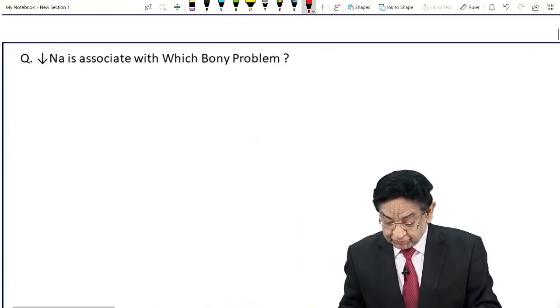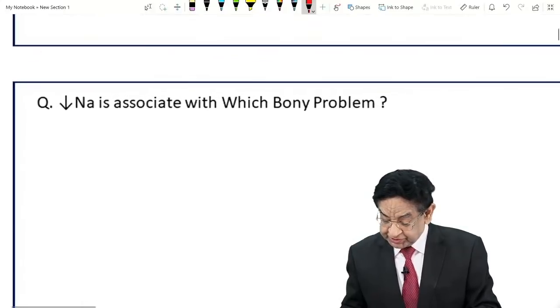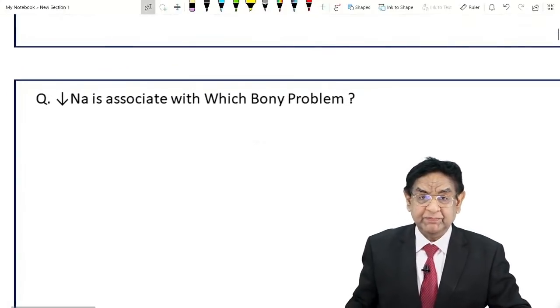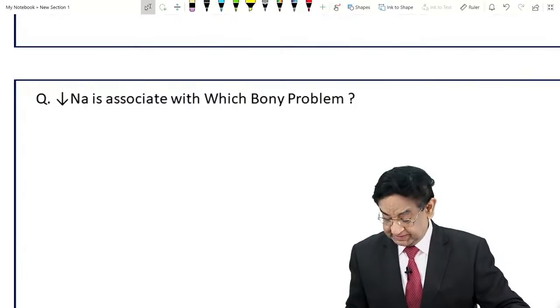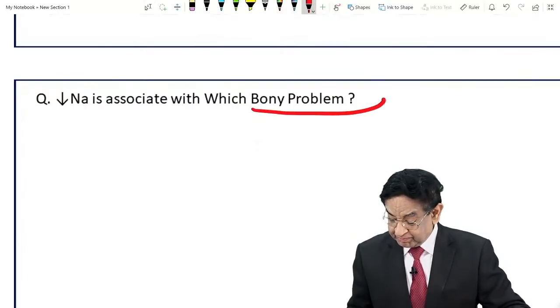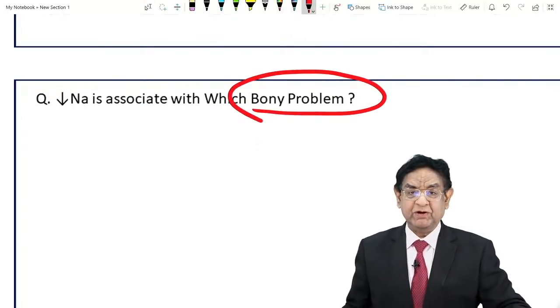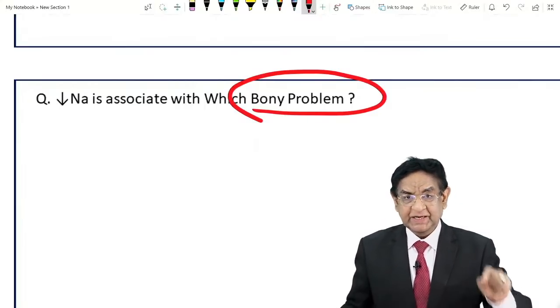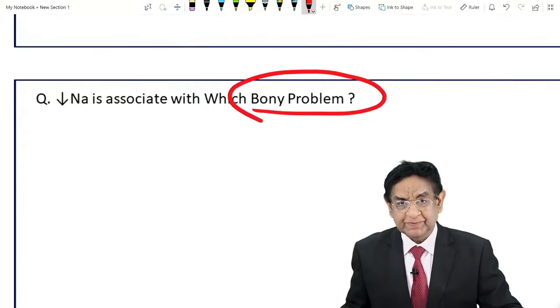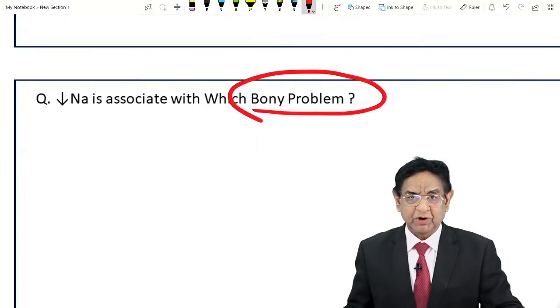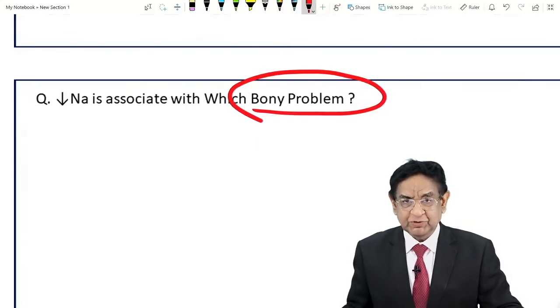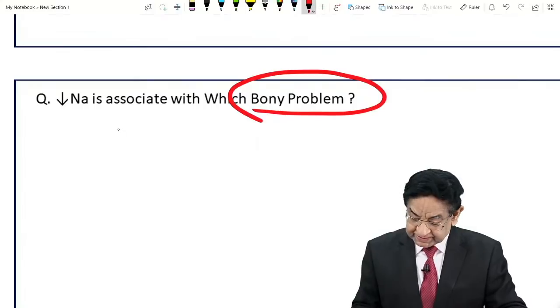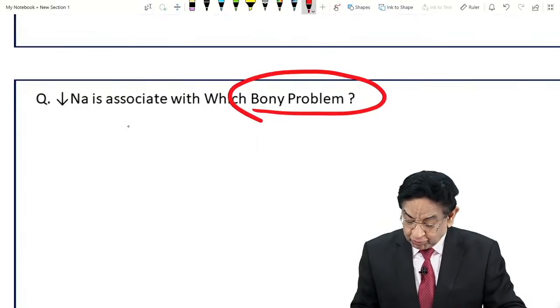Now, one more question for you, all of you. Suppose in the body sodium is less. It can lead to what bony problem? This is a rank number 1 getting question. Gold medal question is this. Write down the answer in your copy. What bony problem can occur in a case of prolonged hyponatremia? Of course, that is understood. Prolonged hyponatremia. I am sure by now you have written the answer. The answer is that the bones are prone to fractures.